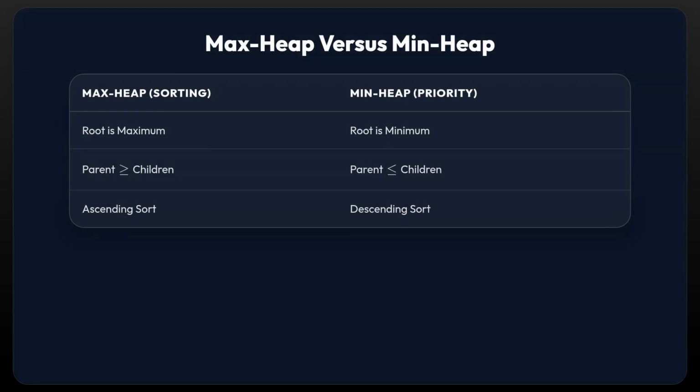There are two flavors of heaps. In a max heap, every parent is larger than its children, ensuring the largest element sits at the root. We use this for ascending sort. A min-heap is the exact inverse, keeping the smallest element at the top.